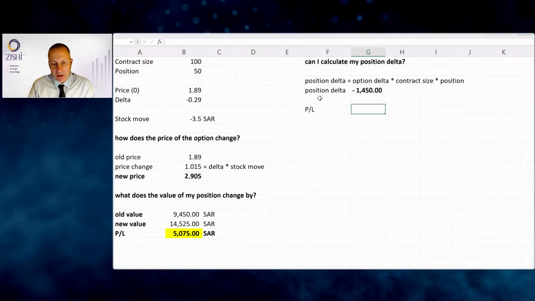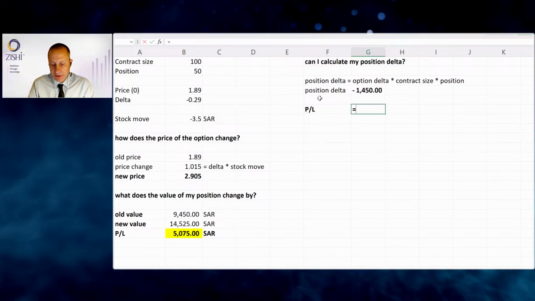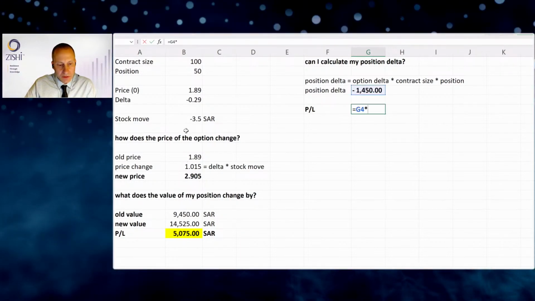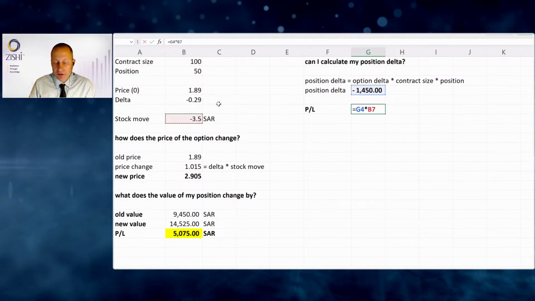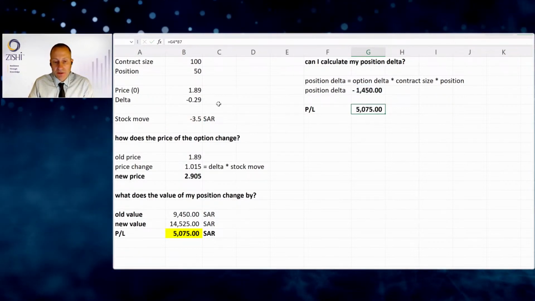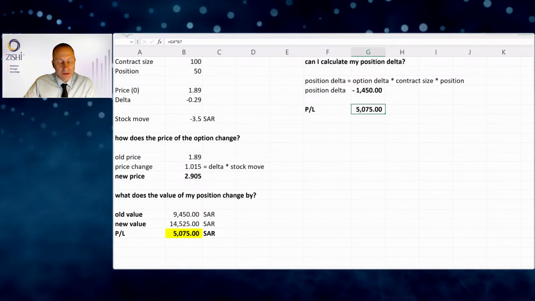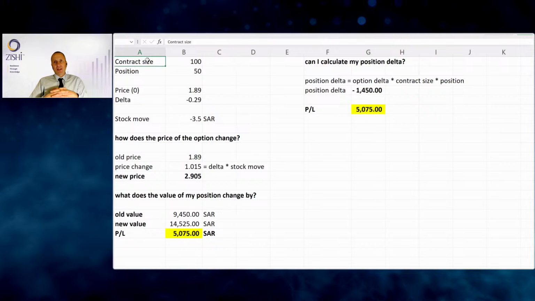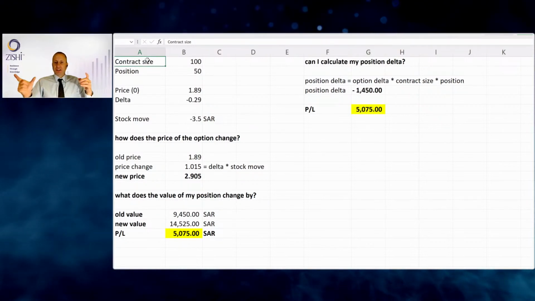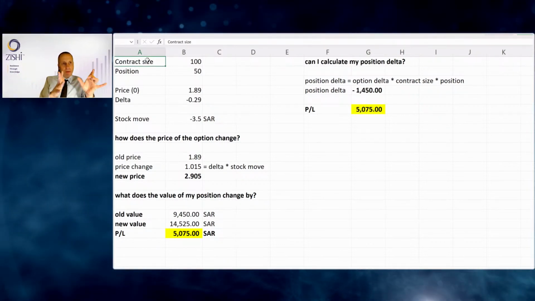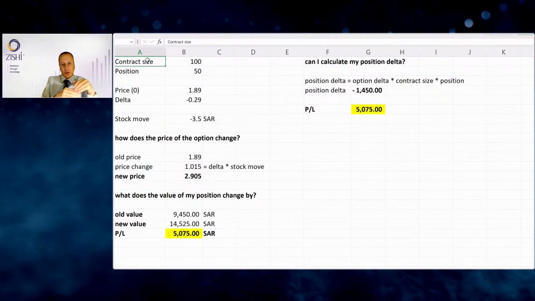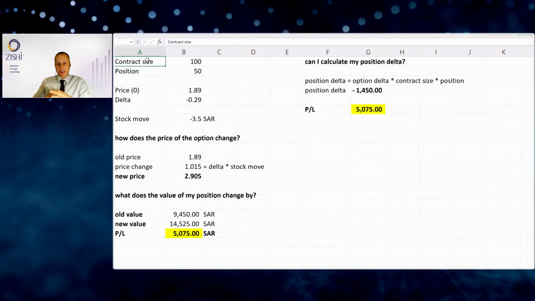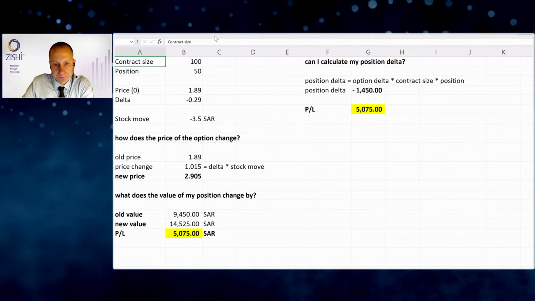So my P&L now can just more simply be calculated by taking my position delta and multiplying it by the move I saw of the 3.5 real negative. And so again, we get this 5,075 real position P&L. So it doesn't matter whether you think about your overall risk position in real, or whether you think about the change in the underlying option price and then just scale it up to your position in that option, you're always going to get the same answer regardless of the route.